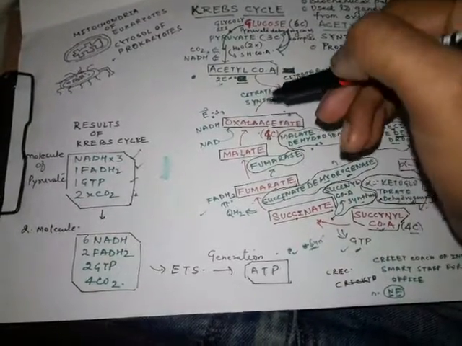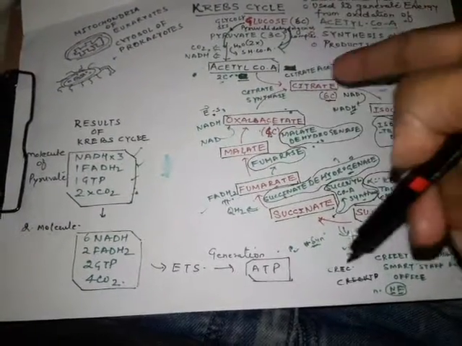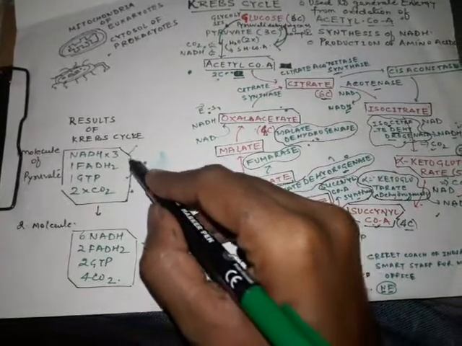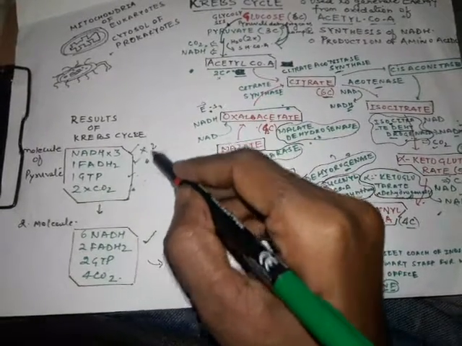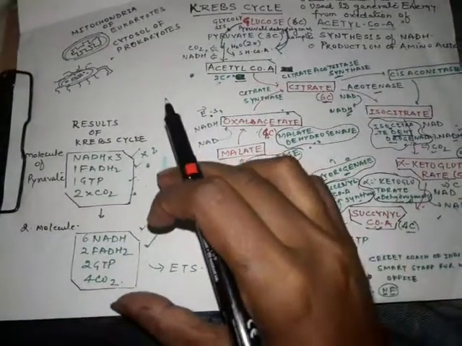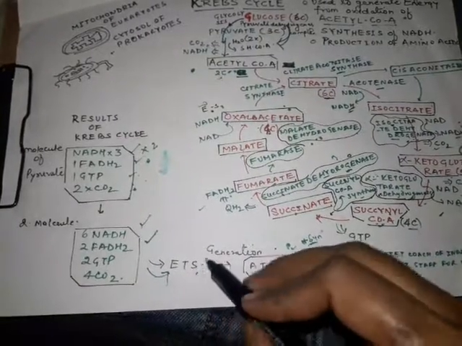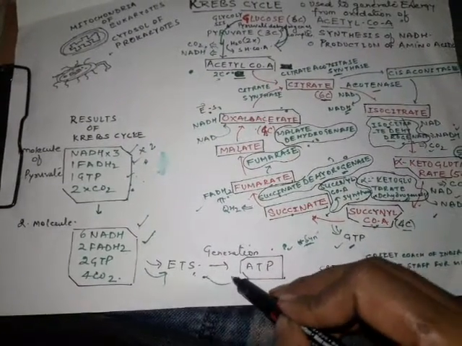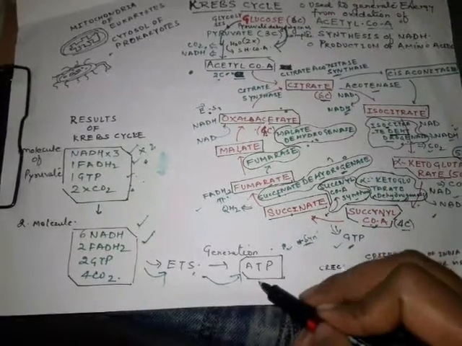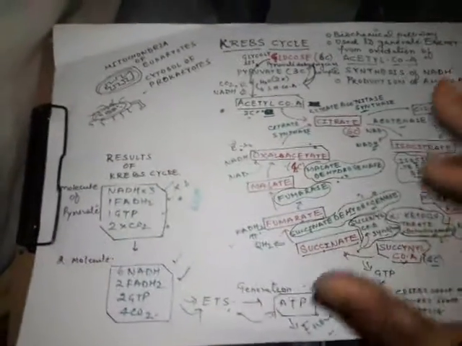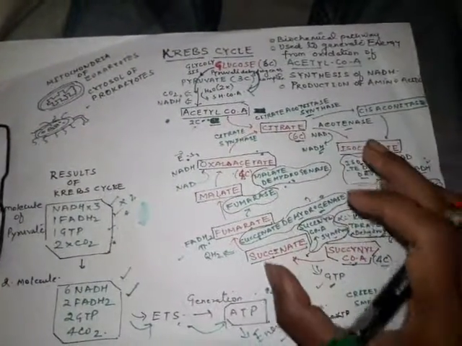Because two molecules are formed in glycolysis, both will be converted in the Krebs cycle. One molecule gives this, so if you multiply by 2, then these molecules will be formed. These molecules enter the ETS, the electron transport system, and it generates ATP, so the energy is released. So it is the simple Krebs cycle, and your concept will be clear.